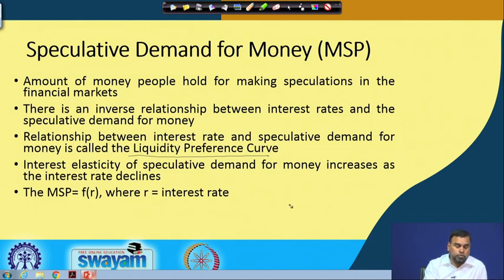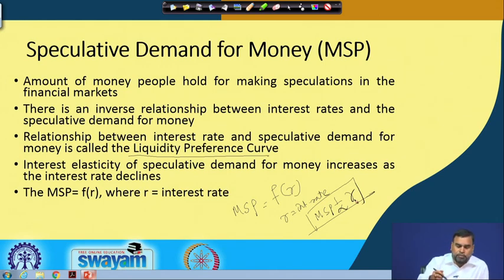Why? Because, as I already told you, if the interest rate declines, then people will be more interested to invest in bonds and other financial assets than to hold the money as cash with them. So, in general, we can say that the speculative demand for money, which we have denoted as MSP, is a function of R. Here R is equal to the interest rate. So, the interest rate and the speculative demand for money are inversely related. This is what Keynes was trying to highlight.